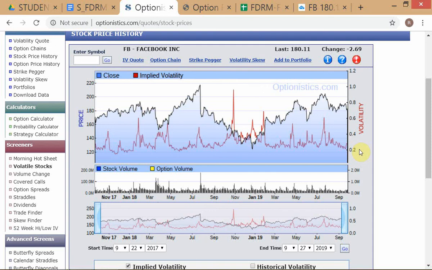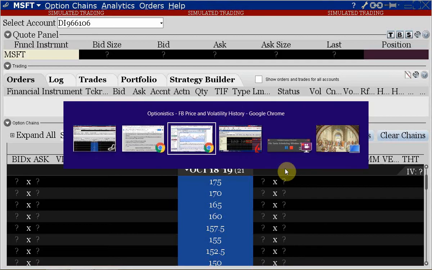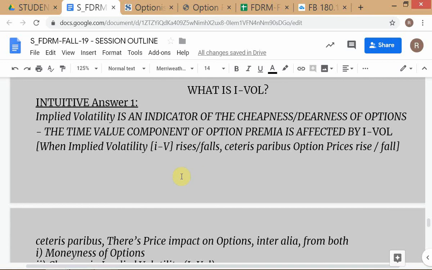Right now there are three levels at which we can understand eyeball. Initially we are going to do only two levels, and then we'll get into the third level, because the third level requires us to calculate h-wall. H-wall is historical volatility, and eyeball is implied volatility. So what you're saying will come in the second part, which we are doing now. The first part is that eyeball is an index of option prices, affecting the cheapness and dearness of options. And eyeball is affecting the time value component.